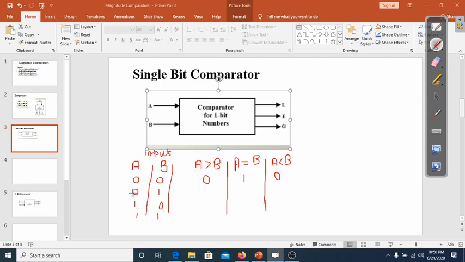In the next case, A is less and B is greater, so here I incorporate 1 for the less-than output, and the other outputs would be 0. In the case where A is greater than B, this output would be active high and the remaining would be low. In the last case, A is equal to 1 and B is equal to 1, so I can write that A and B are equal.